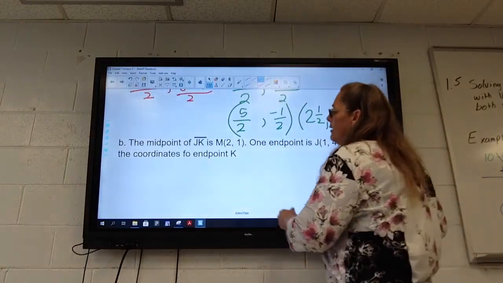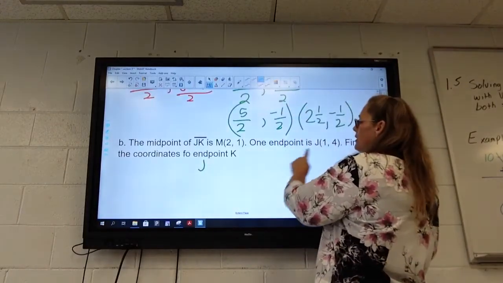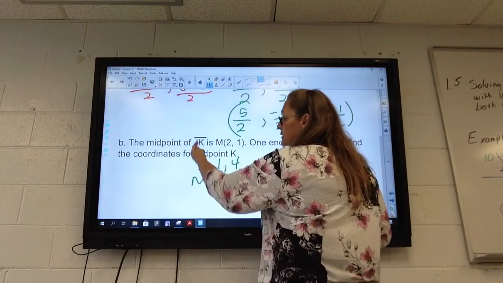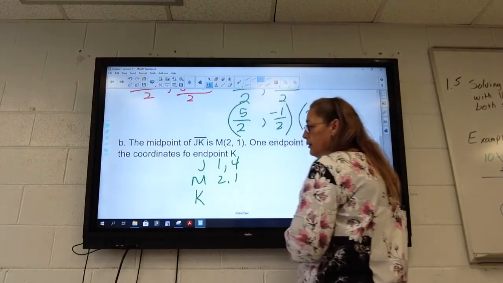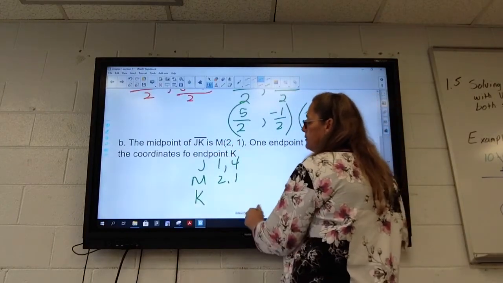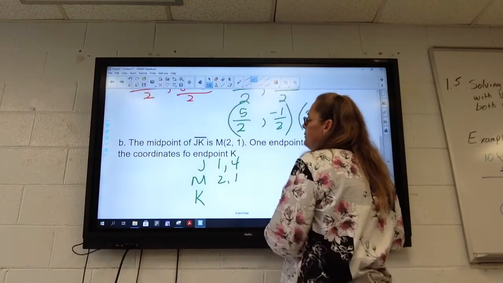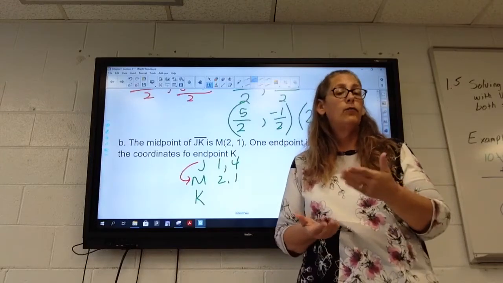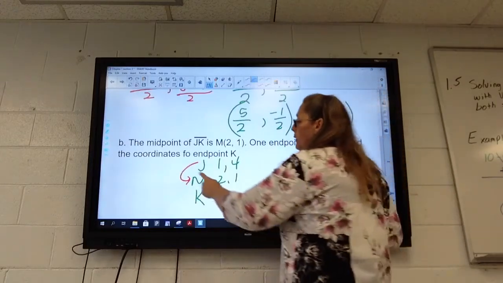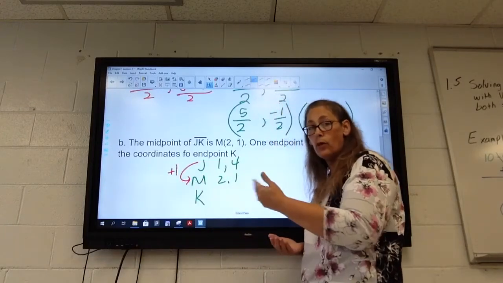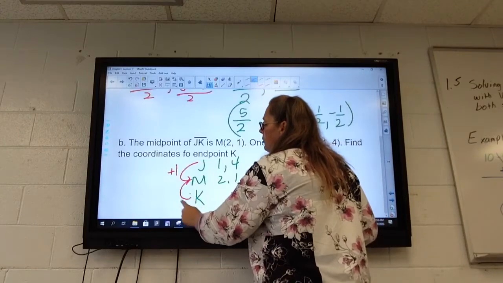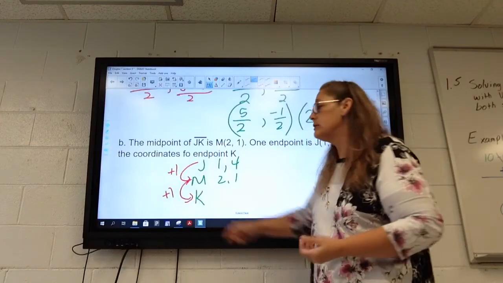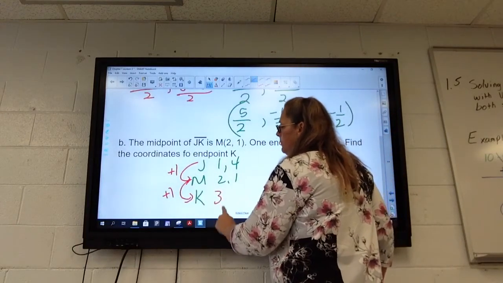So, I have my J here, and I know my coordinates for J are (1, 4). I know my midpoint is (2, 1), and it's between J and K, so put my K there. And I want to find K, so I don't know what it is. Look at it and say, on a number line, how many places do I go from 1 to 2? From 1 to 2 is 1 place, so I added 1 because it got bigger. So I must go 1 more place because these have to be equal. That makes them congruent. So 2 plus 1 is 3.